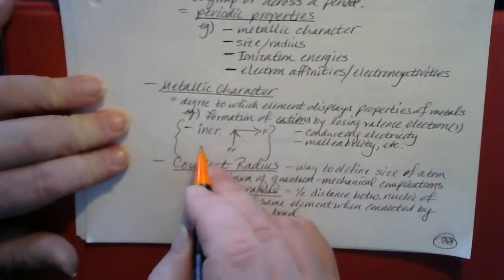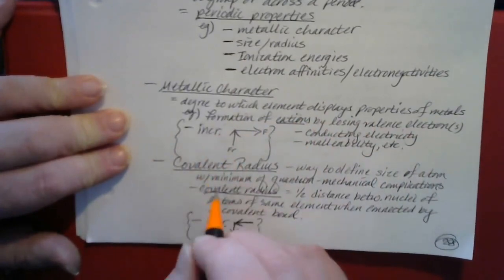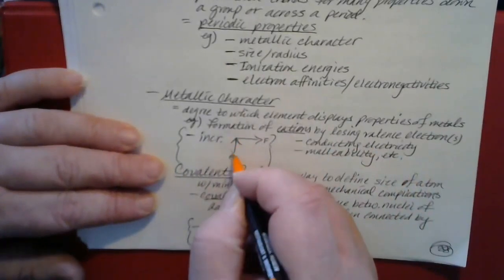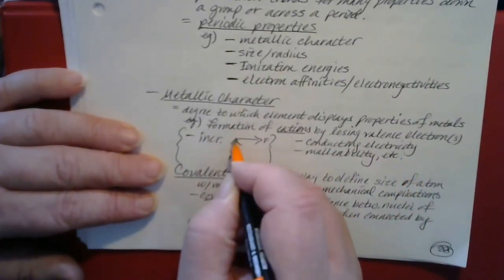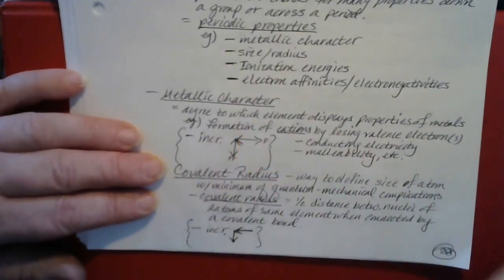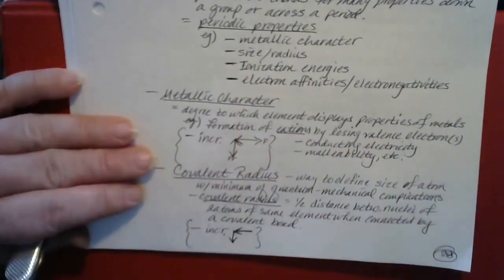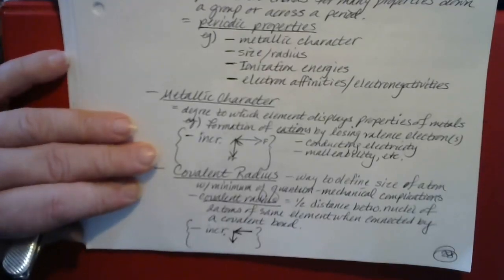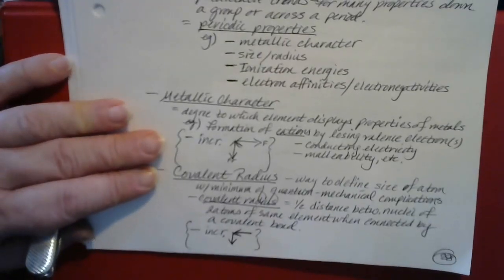Generally, the metallic character, oh, I've got these exactly backwards for some reason. Metallic character increases toward the left and going down a group. I'm going to pause here while I fix this, and I'll be right back.